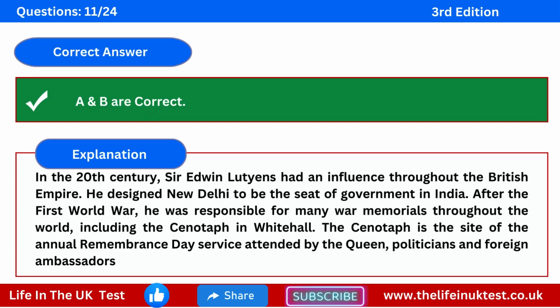The correct answer is A and B are correct. In the 20th century, Sir Edwin Lutyens had an influence throughout the British Empire. He designed New Delhi to be the seat of government in India. After the First World War, he was responsible for many war memorials throughout the world, including the cenotaph in Whitehall. The cenotaph is the site of the annual Remembrance Day service attended by the Queen, politicians and foreign ambassadors.